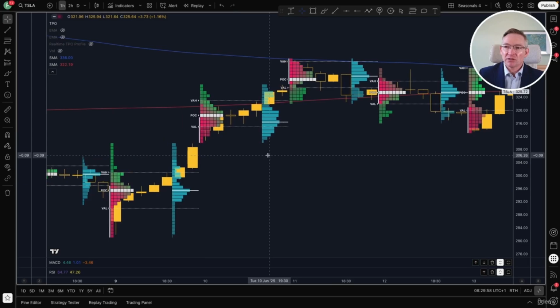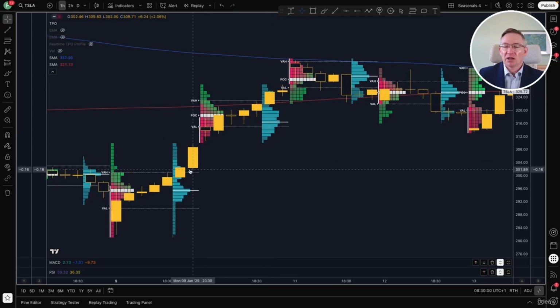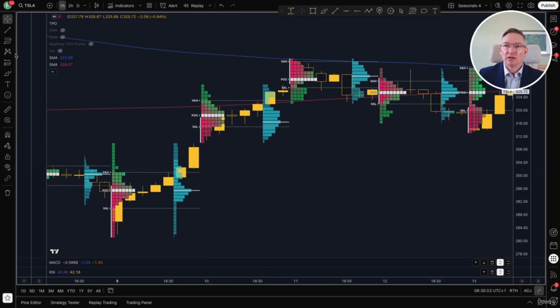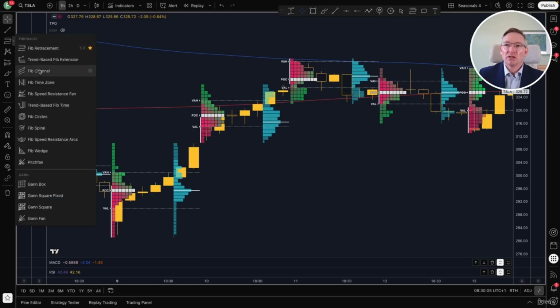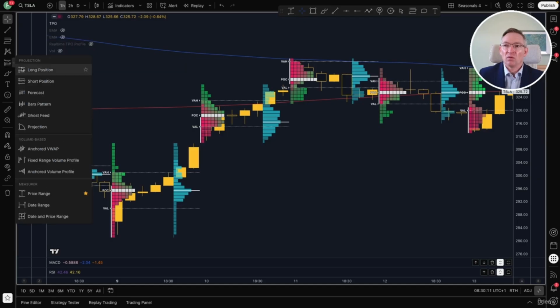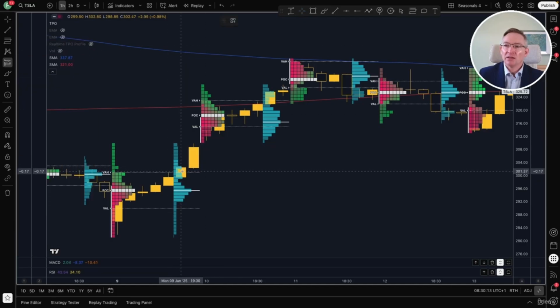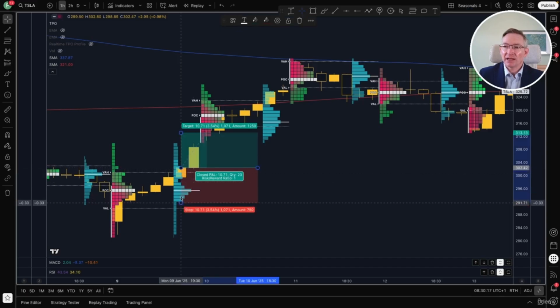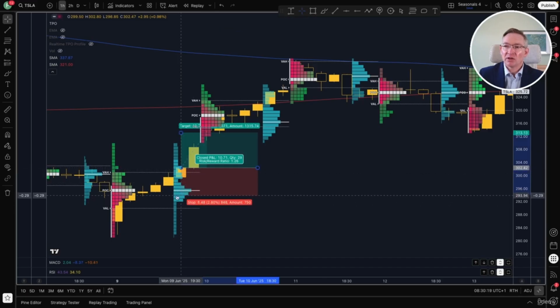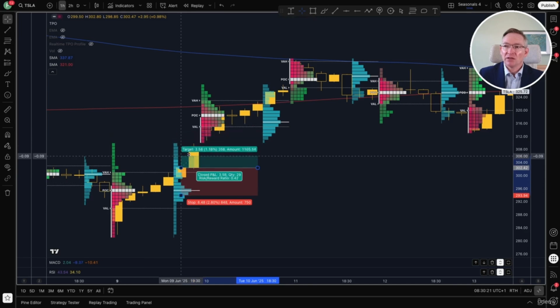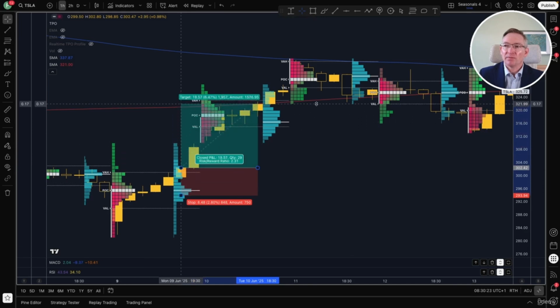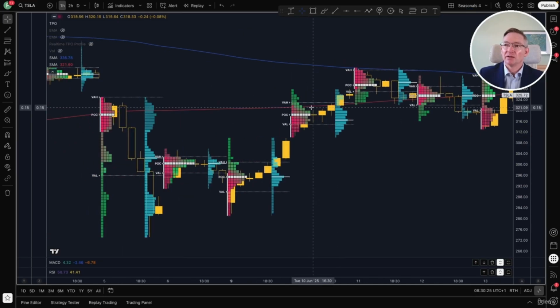So for instance, that all of a sudden becomes a technical possible trade. Okay, if you had a good reason to buy Tesla stock on this day, right? What you could have done is simply entered on the close of that candle, stop maybe the other side of the point of control, and then just trailed your stop up as you went. And you can see that would have worked very nicely.